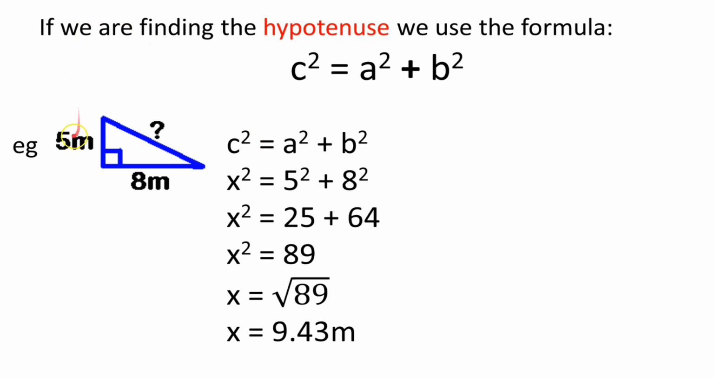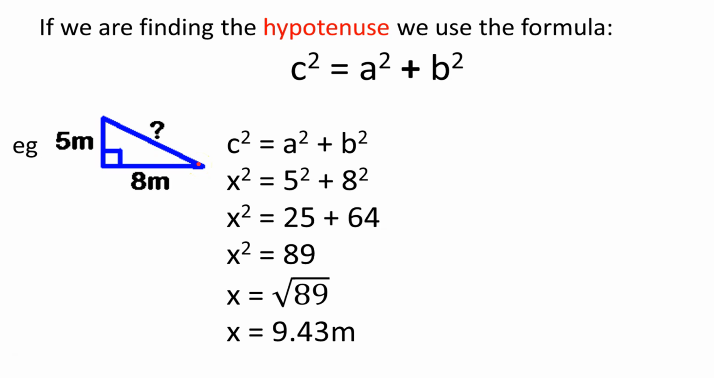Just to repeat, we put the information from the diagram into our equation. Then we did the kind of BEDMAS, so we used the powers first, so we squared, then we added together, and then finally to get rid of the squared on the other side, we took the square root. That's when you're finding a long side.